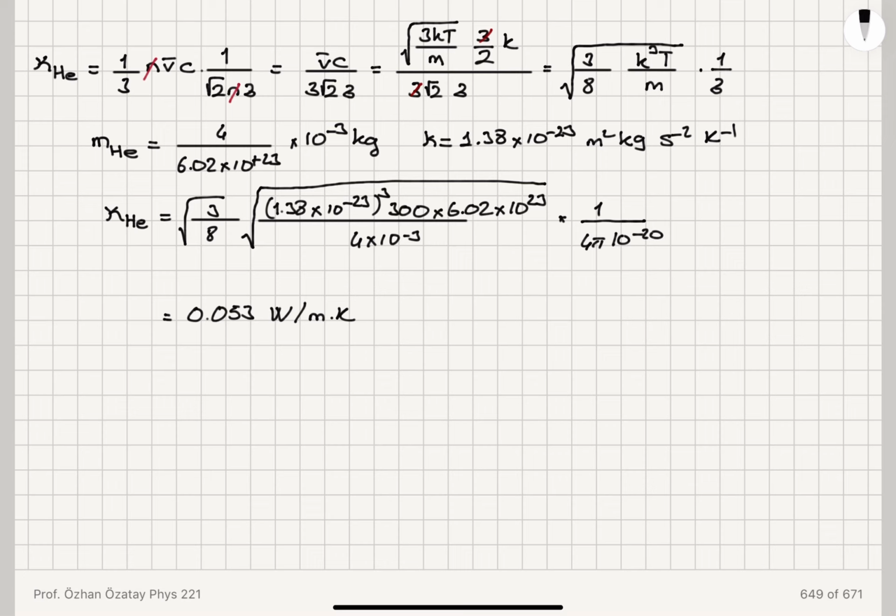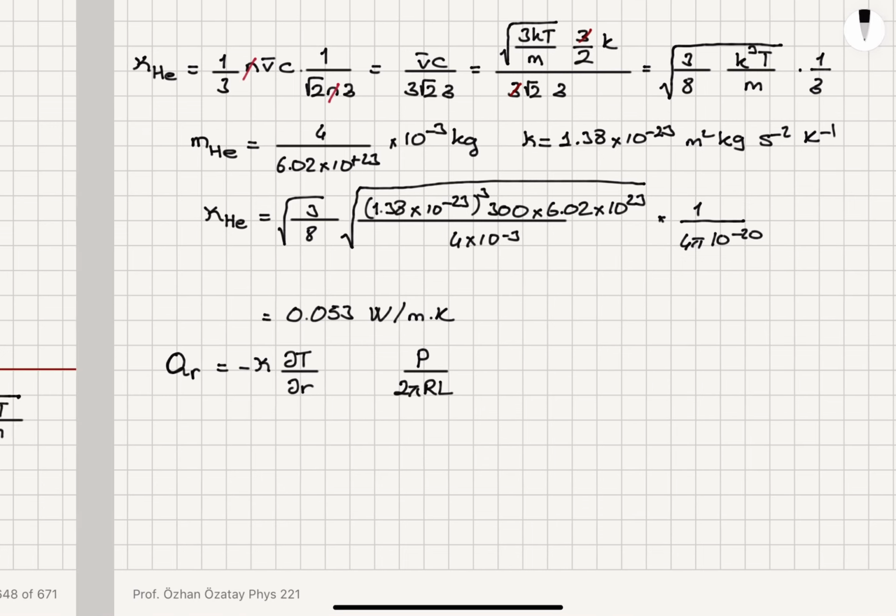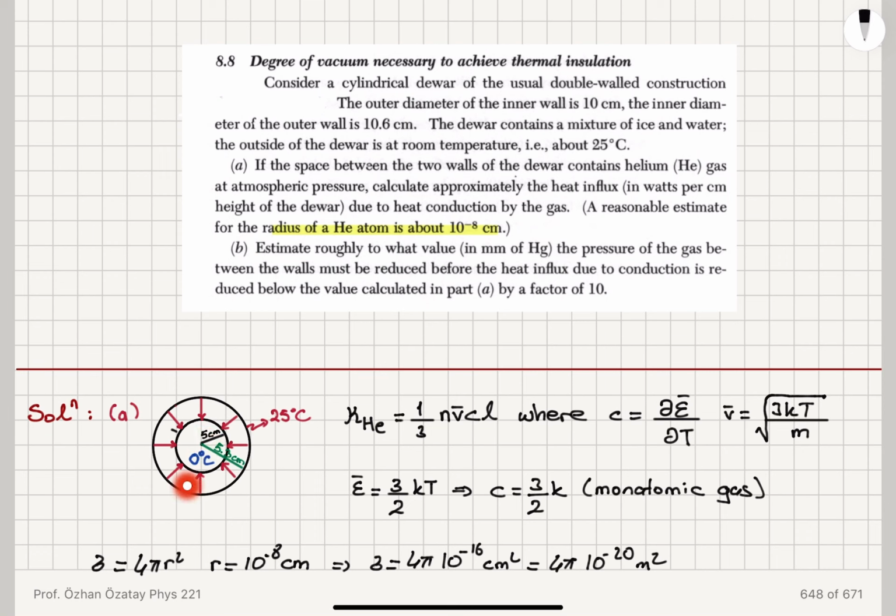Now, as for the radial heat flux, we have the law of thermal conduction: minus thermal conductivity times del T del R, the gradient of temperature. So this is the power, heat conduction per second, divided by the cross-sectional area. Since the heat is flowing inward, we need to consider the surface area of the cylinder, which is 2 pi R times L. That's the area.